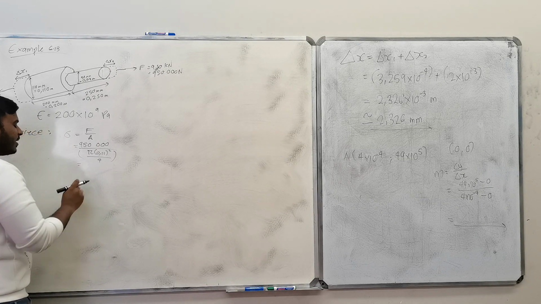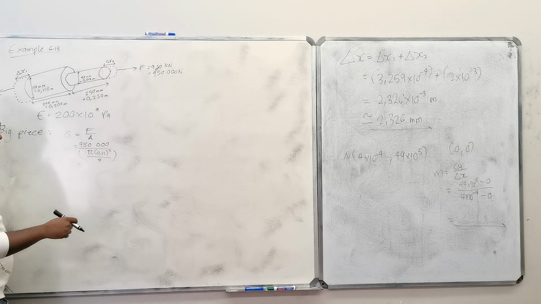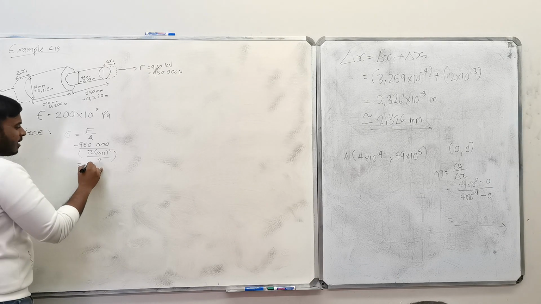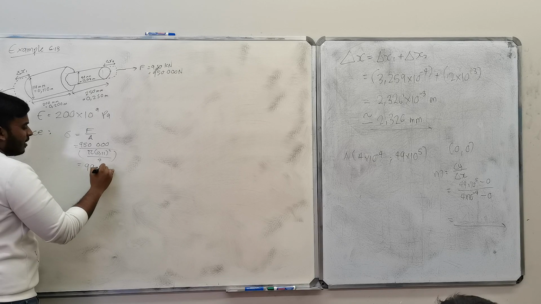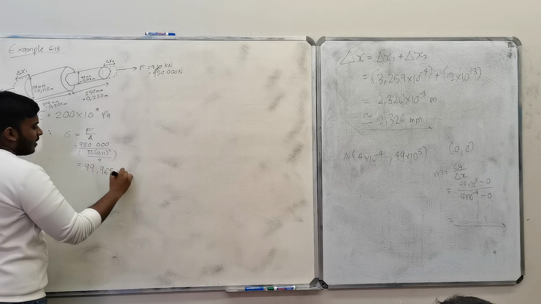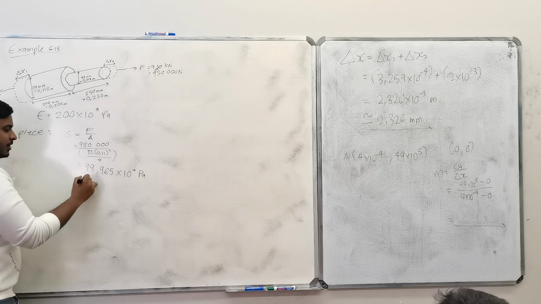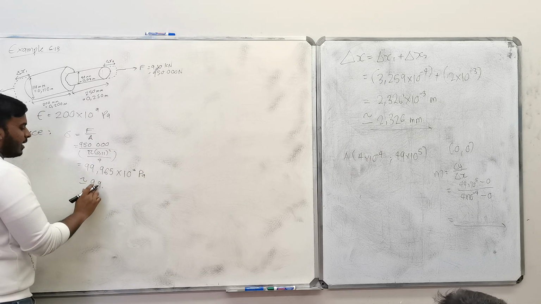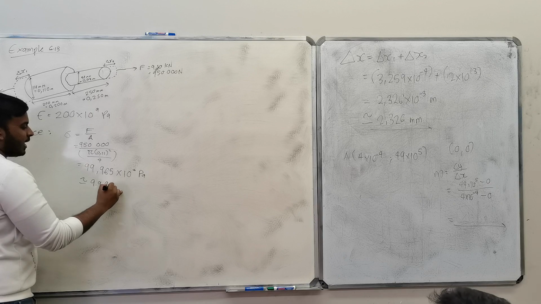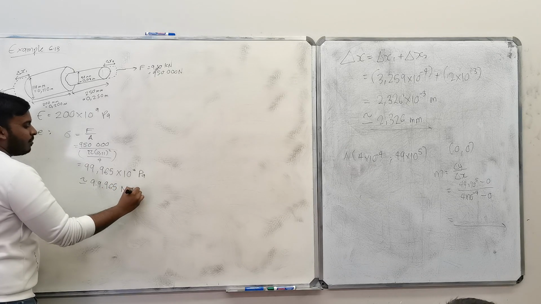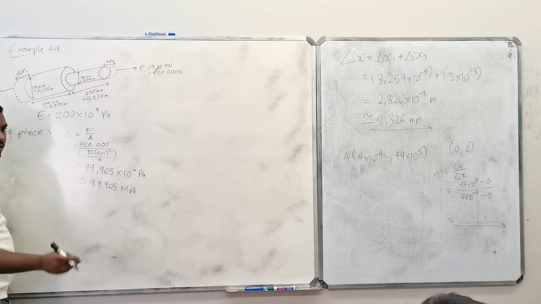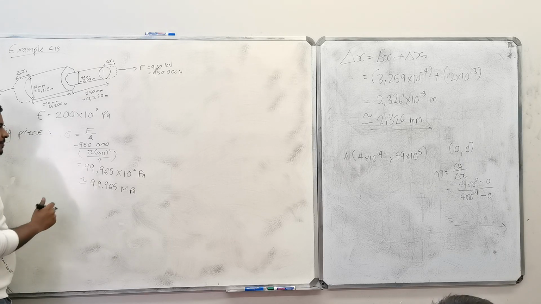99,965,088. Give me engineering notation. 99.965 times 10 to the 6 pascals, right? Which is the same as saying 99.965 megapascals. Cool? Right.